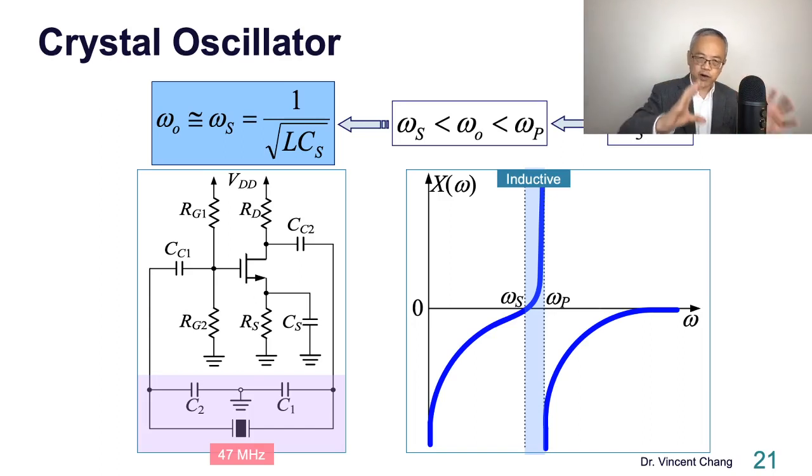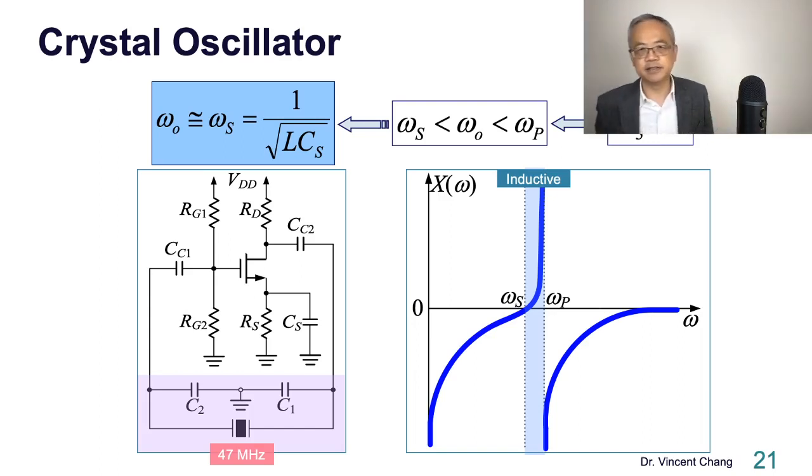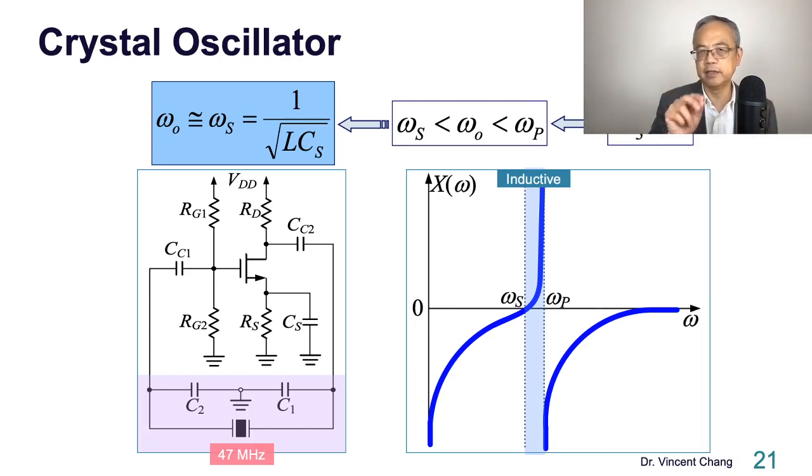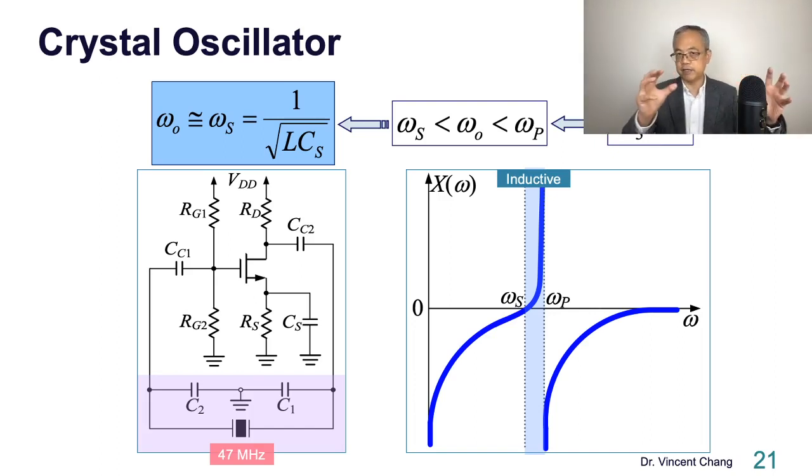So assuming you can find a crystal with a very stable resonant frequency, one that has not changed when time changes or when temperature changes, then you can create an oscillator with a very, very stable oscillation frequency. This is also the core concept for a crystal oscillator. So I hope you learned the core concept of the crystal oscillator from this lecture.